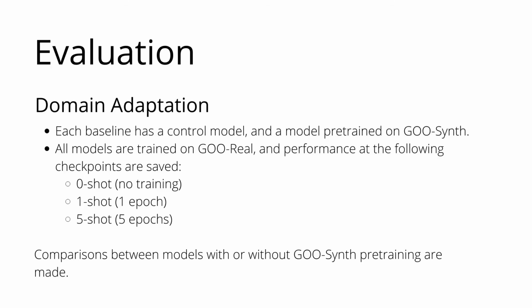Models which have been trained until convergence and GOOSynth are subjected to 0-shot, 1-shot, and 5-shot training on GOO before being evaluated on its test set. Models which have not been given GOOSynth pre-training are also subjected to the same training on GOO, with the two setups compared using the previously discussed metrics.